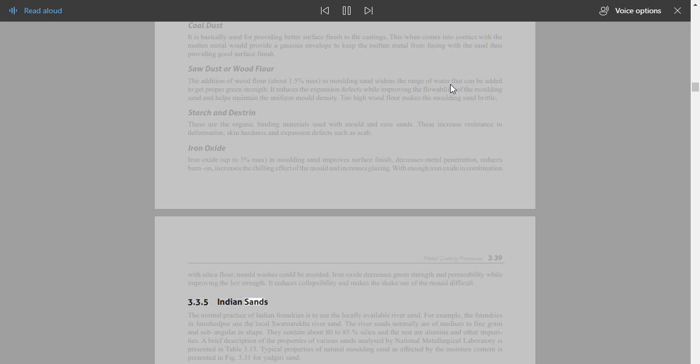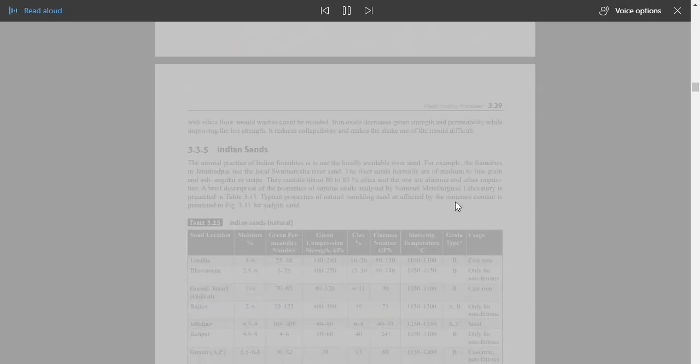3.3.5 Indian sands. The normal practice of Indian foundries is to use the locally available river sand. For example, the foundries in Jamshedpur use the local Swarnarekha river sand. The river sands normally are of medium to fine grain and sub-angular in shape. They contain about 80 to 85% silica, and the rest are alumina and other impurities. A brief description of the properties of various sands analyzed by the National Metallurgical Laboratory is presented in Table 3.15.